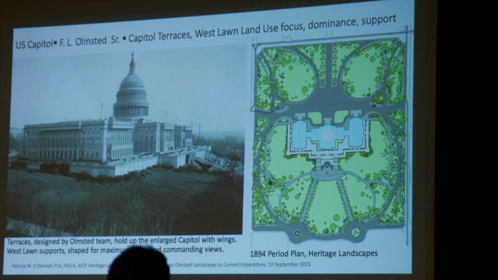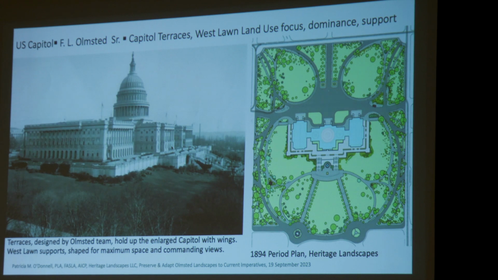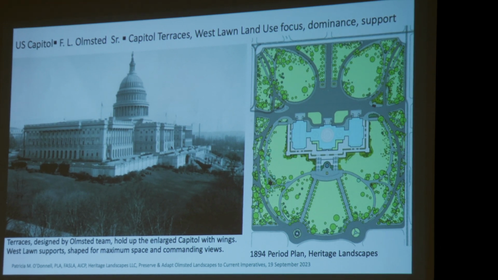Great. So we're looking at the U.S. Capitol, and Frederick Law Olmsted was very effective here, building not only the landscape, but also designing and having the superintendents of the West Lawn is particularly important, with a focus on the very large Capitol building. And the approach that Olmsted took here was really about land use and the focus and dominance of the Capitol itself. Next, please.